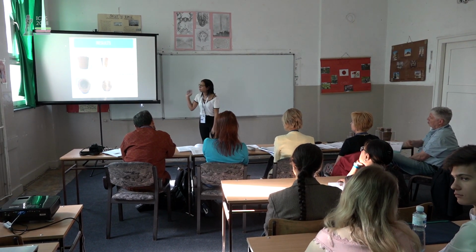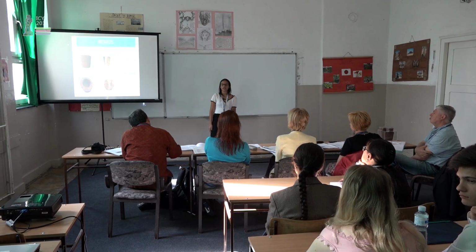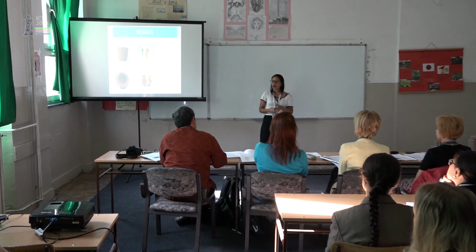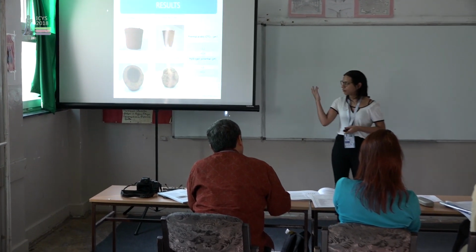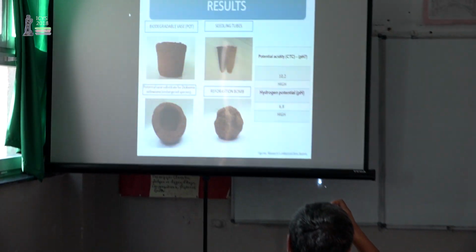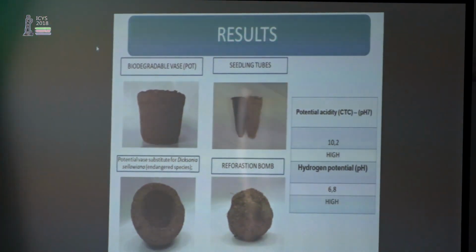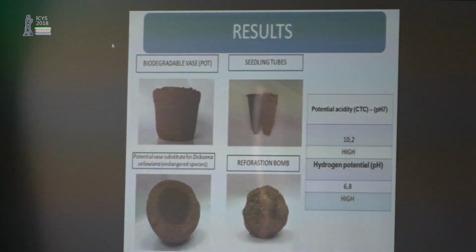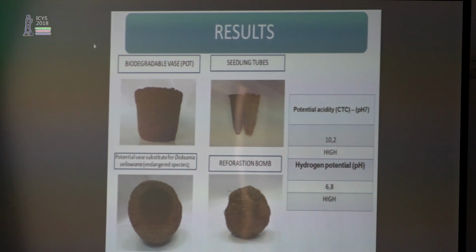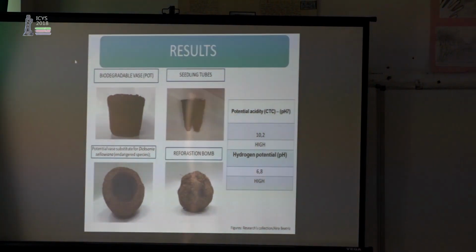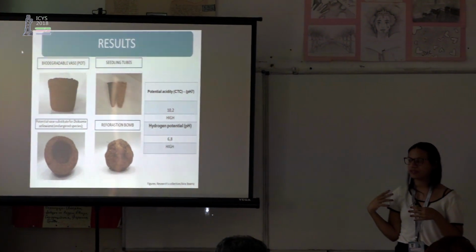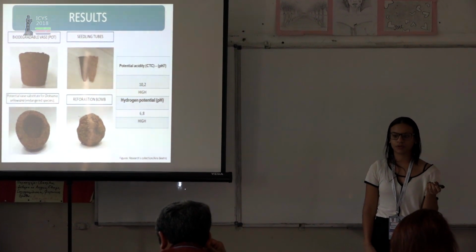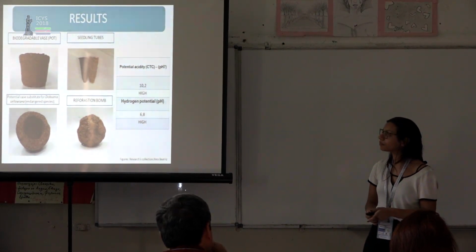And the other is the reforestation bomb. The reforestation bomb is basically an adaptation of a Japanese technique, because the original reforestation bomb is made of clay, and the difference is that my biovase took the shape of a reforestation bomb, and this bomb is launched in areas that are suffering the degradation process. And here I have a way to recover these areas.